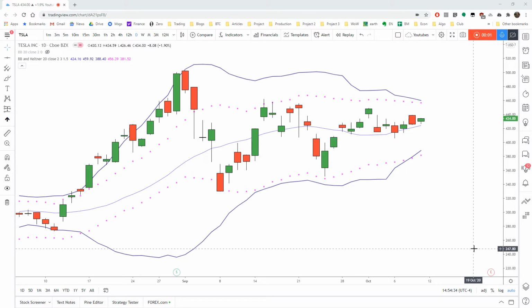Hey traders, this is going to be my first use of TradingView's recording feature, and I really like it, so we're going to try it out. I want to talk about the Bollinger Band plus Keltner channel signal.